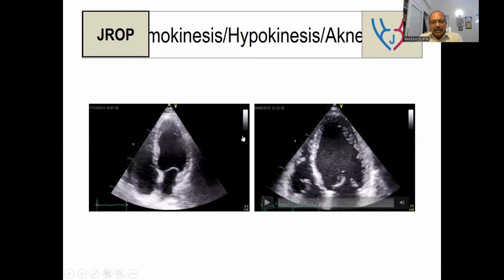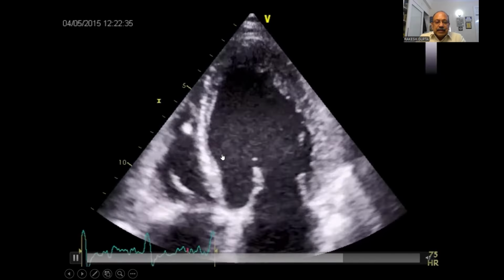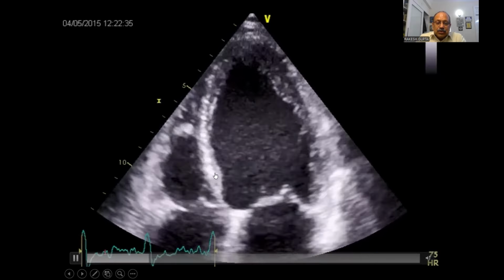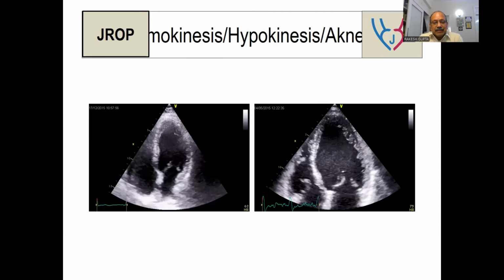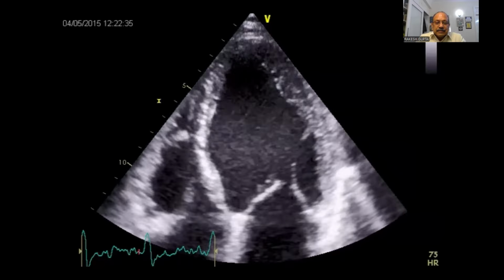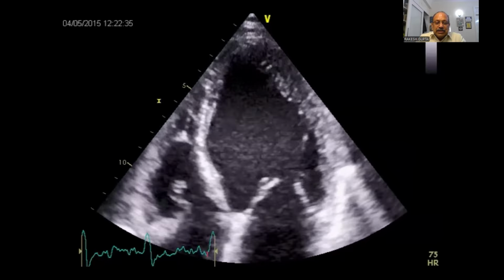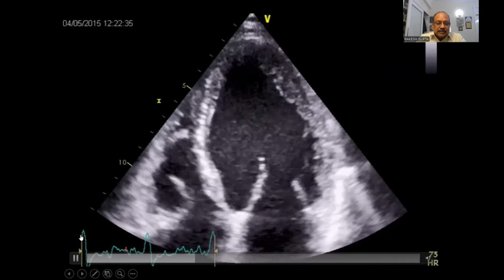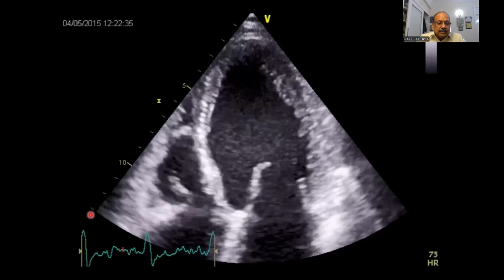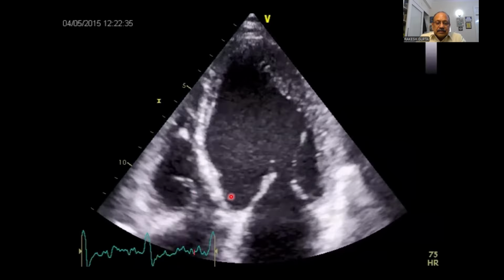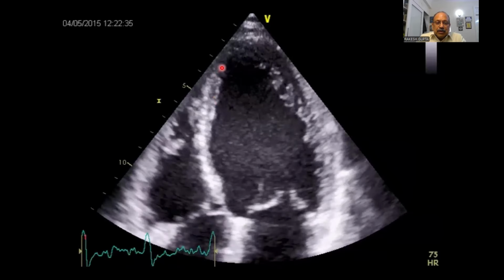Now I'll play this segment again for you. This segment is hardly thickening. There's no endocardial thickening at all. There's some amount of endocardial thickening which is seen over here. Let's see back again. You can appreciate there's no thickening over here. There's no thickening. There's some amount of thickening over here. And this appears to be normally contracting.